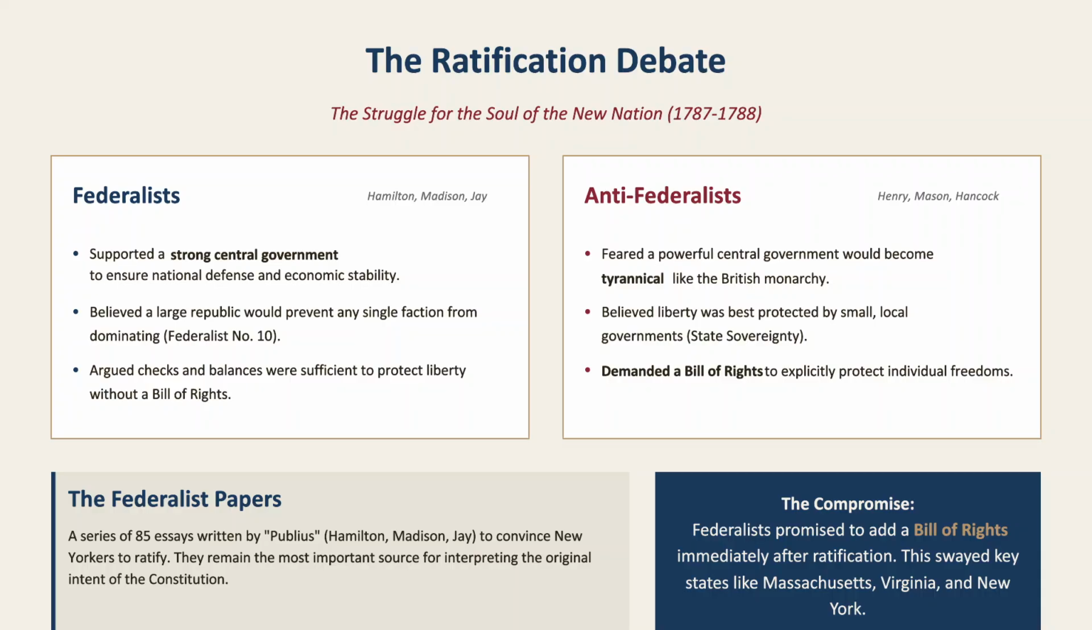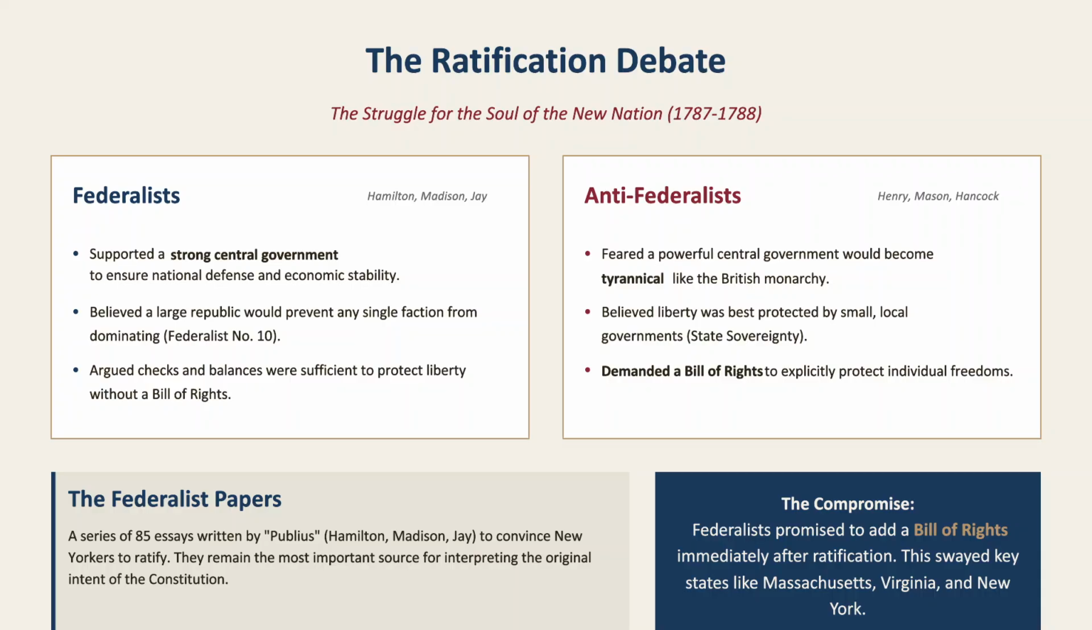And it created a really fierce national debate between the two rival groups, which are the Federalists, which were led by Alexander Hamilton and James Madison, and the Anti-Federalists. And these were the people who feared that the new government would become too powerful. So the Federalists were the ones who argued for a strong central government. And they made their case in some essays that people still debate today, and it's called the Federalist Papers.